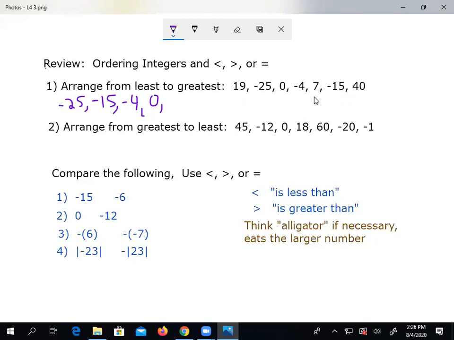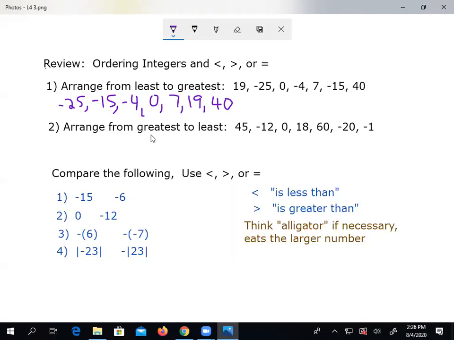And then I'm moving on to this positive side. It looks like you have the 7 would be my next greatest value. Then I would have the 19. And then I would have the 40. So that would be arranged from smallest to largest, or in other words, least to greatest.